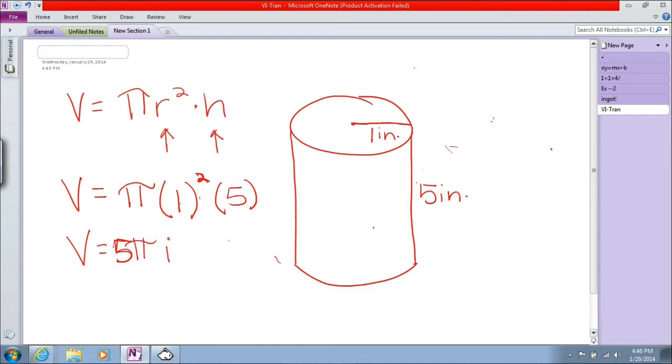And then, of course, because we're finding volume, we don't want to forget our units, which in this case I measured in inches. And so our units are inches cubed, because we're measuring volume, or three-dimensional. So hopefully that helps with finding the volume.